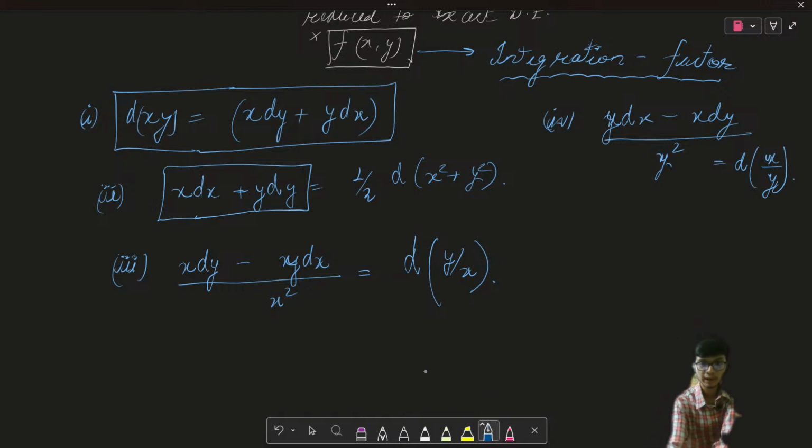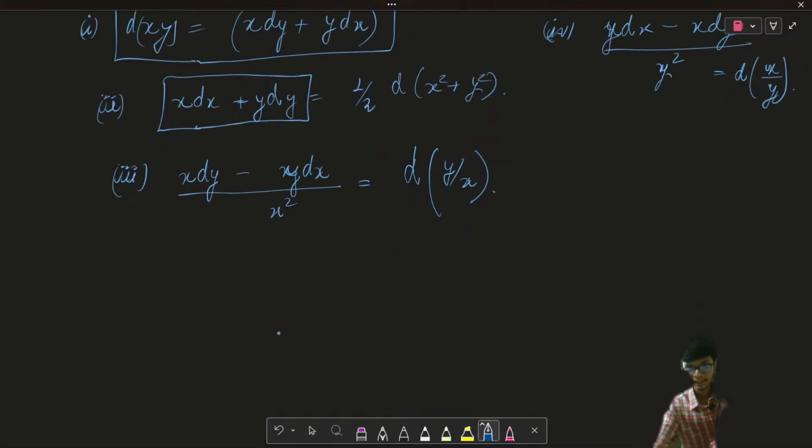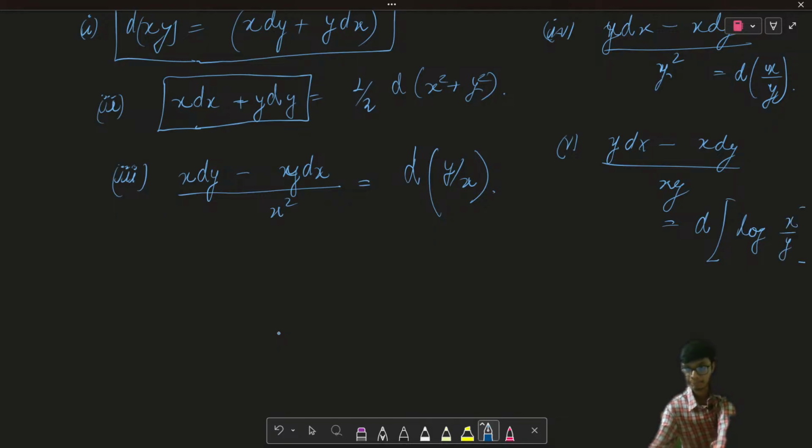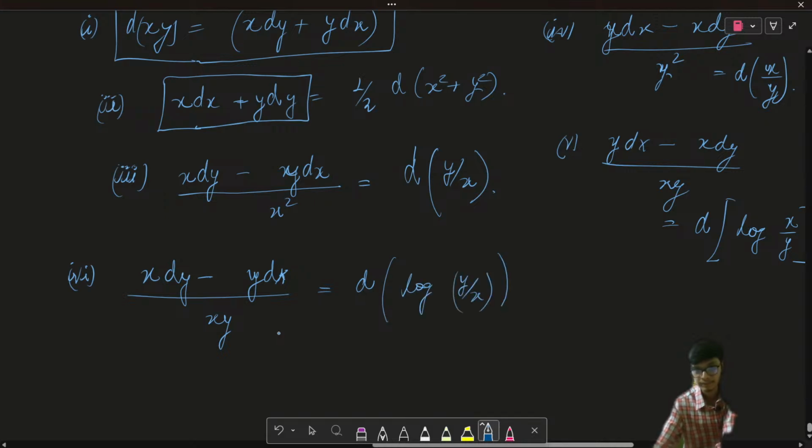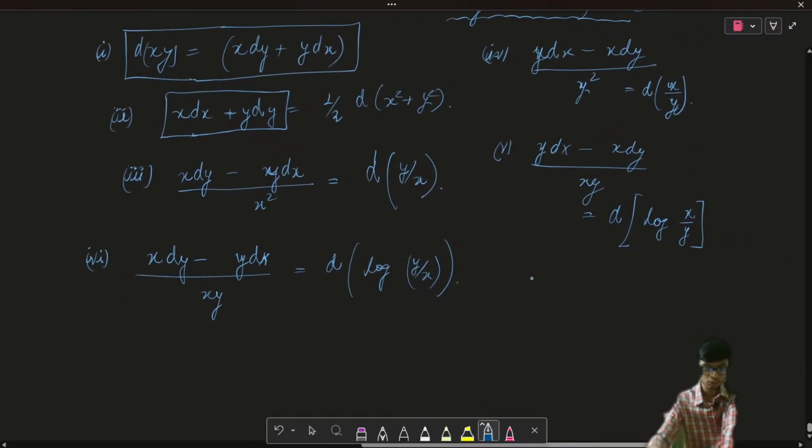Now instead of y square or x square, if I have an expression like y dx minus x dy upon x into y, that can be given as the derivative of natural log of x upon y. And similarly over here, if I have x dy minus y dx whole divided by x into y, that can be given as the derivative of natural log of y upon x. Alright, so please note these identities carefully so that we can apply them to the questions.